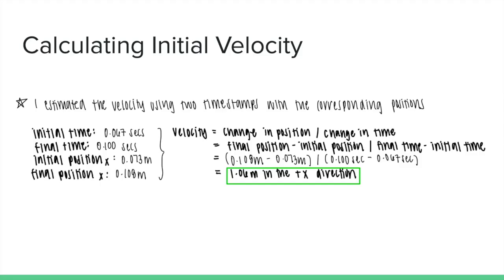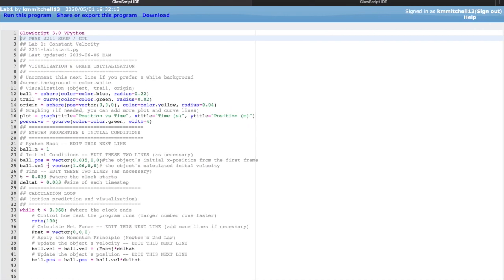To estimate the initial velocity, I used two positions and two time steps and plugged these values into the equation. Velocity equals change of position divided by change in time, which gave me the initial velocity of 1.06 meters per second in the positive x direction. I then plugged this value into the x-coordinate of the velocity vector in Glowscript. Under the while loop, I then set the net force equal to 0 in order to agree with Newton's first law. According to the momentum principle, with no net force being applied to the system, the object will move in the same direction with the same speed, thus modeling a system with constant velocity.